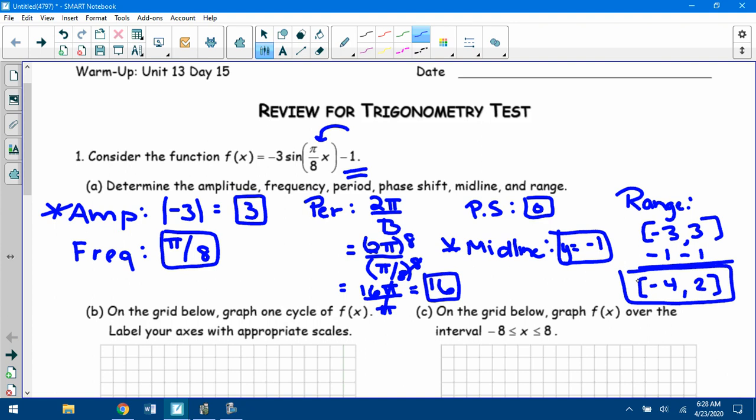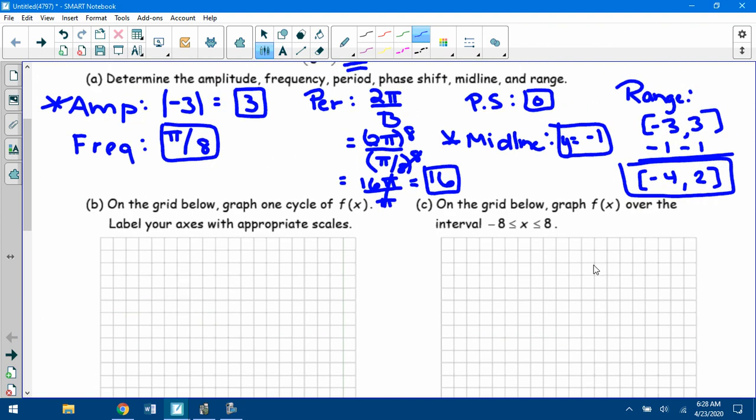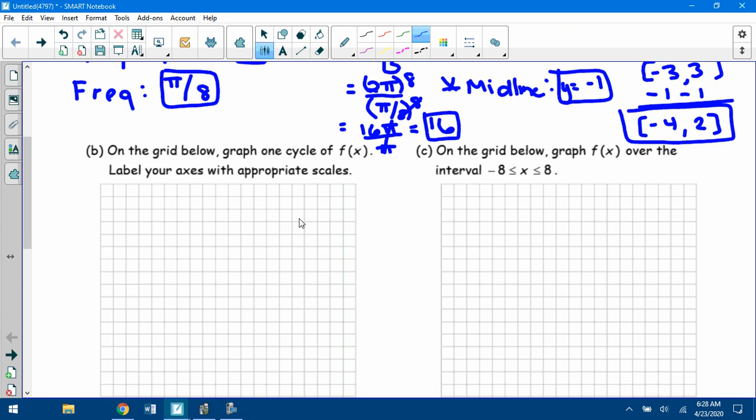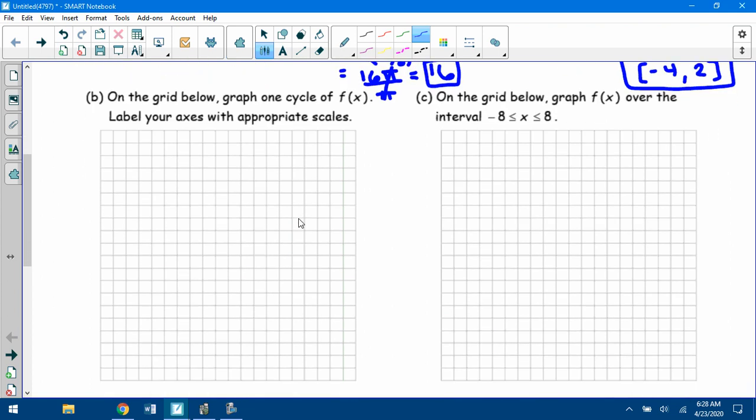Good? Okay. Now the graphing. The graphing is, in my opinion, the hardest part of this unit. If I ask for one cycle, you know what it's supposed to look like. If I ask for a certain interval, you should graph one cycle first anyways. So if you're going to graph, your first step is to graph one cycle.